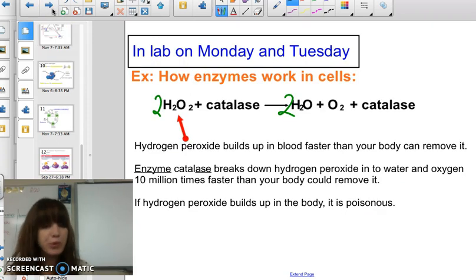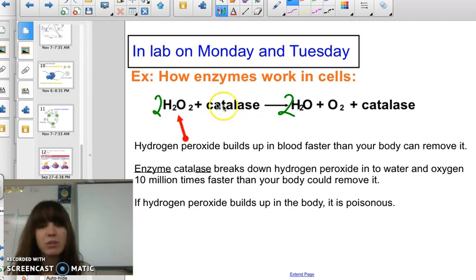Okay, so a little preview of what you'll be seeing on Monday and Tuesday in lab: we're going to be working with this enzyme called catalase. Now, anytime you see a root here, ASE, you know that you're working with an enzyme. This enzyme catalase takes this product called hydrogen peroxide, which is actually toxic to our bodies. Our bodies produce this toxic chemical, but luckily we have this enzyme called catalase, which turns that hydrogen peroxide into water and oxygen gas, which is not toxic to us.